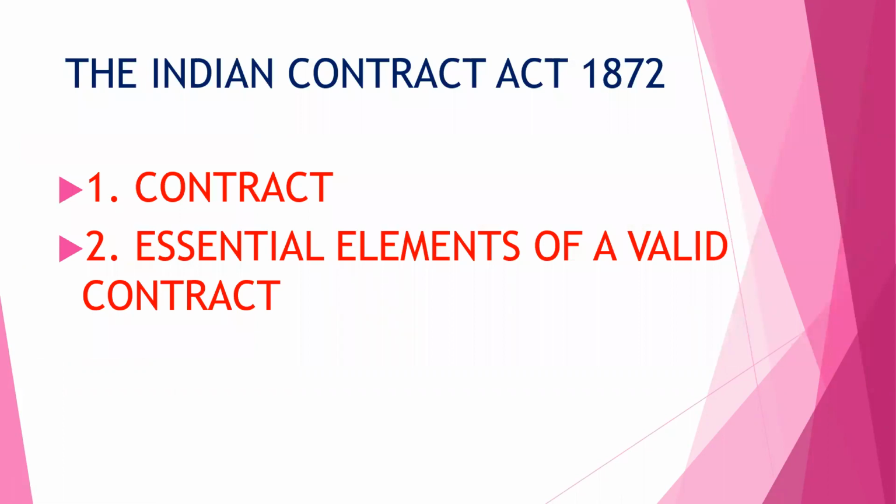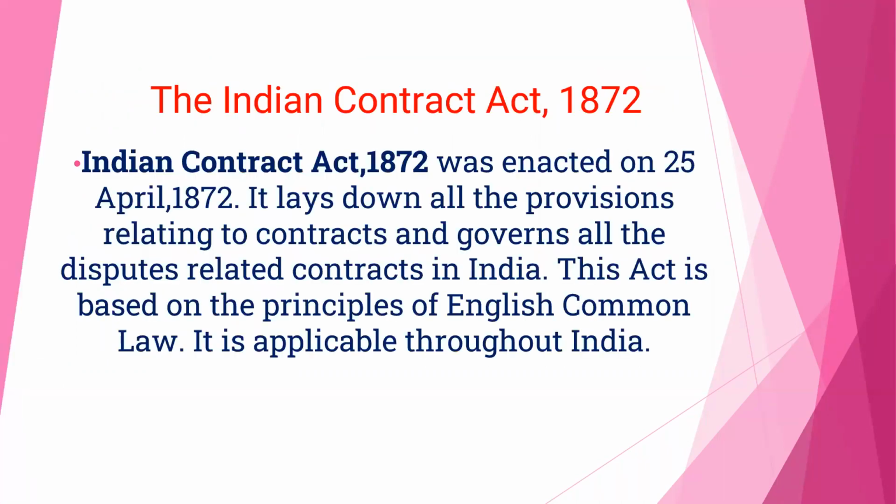Today we are going to see two important topics of the Indian Contract Act. First one is the meaning of contract. Second one is the essential elements of a valid contract. The Indian Contract Act 1872 was enacted on 25th April 1872. It lays down all the provisions relating to contracts and governs all the disputes related to contracts in India. This Act is based on the principles of English common law. It is applicable throughout India.